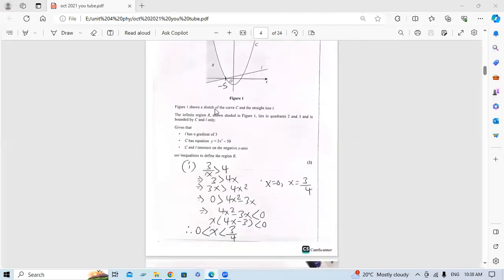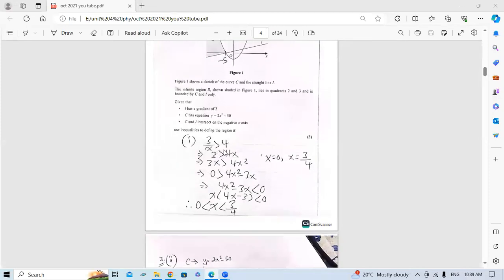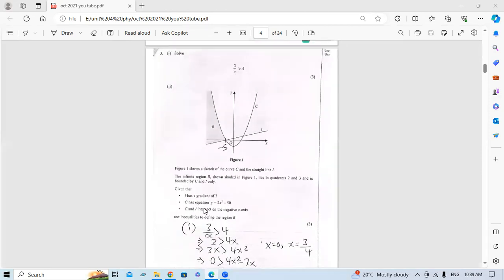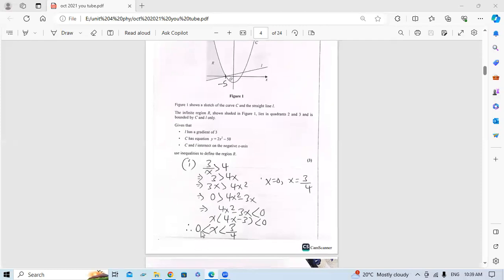The solution of 3i, 3 by x greater than 4: 3 should be greater than 4x. So if we multiply by x on both sides, it will be 3x greater than 4x squared. So 0 greater than 4x squared minus 3x. We can take x common here, which will be x times 4x minus 3 less than 0. And the final answer will be 0 less than x less than 3 by 4.